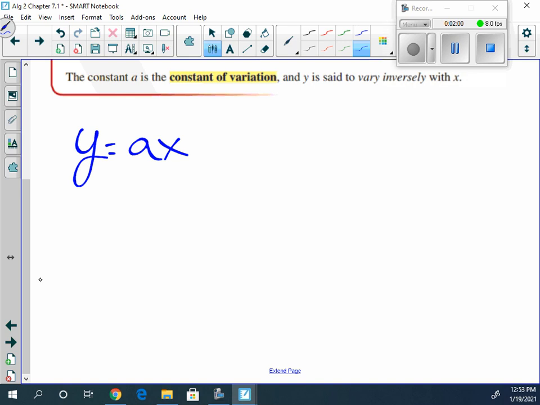Now, we could manipulate this equation and get a by itself, so y over x is equal to a. I mean, these here are the same equation. I just kind of rewrote it in a different way. So we have direct variation. y is equal to ax, or y over x is equal to a.